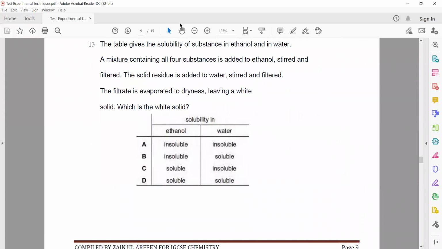Question 13. The table gives the solubility of a substance in ethanol and in water. A mixture contains all four substances added to ethanol. So we have a mixture, and first what we did, we add this mixture to ethanol, and then we will stir and filter.